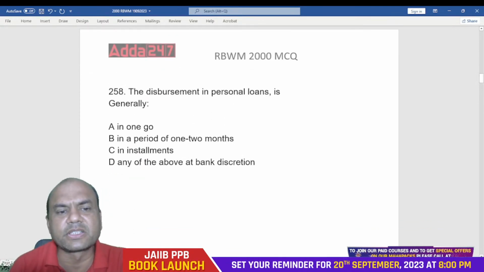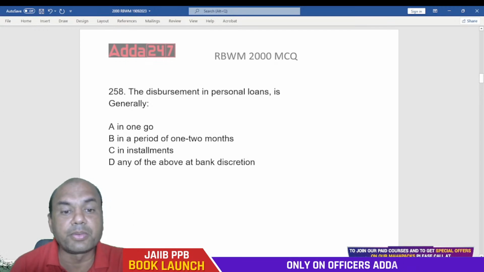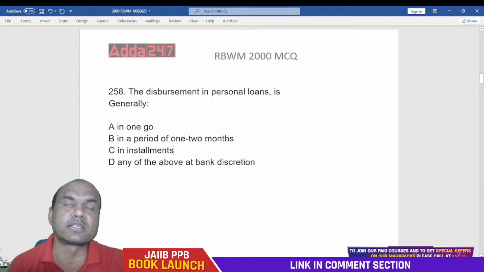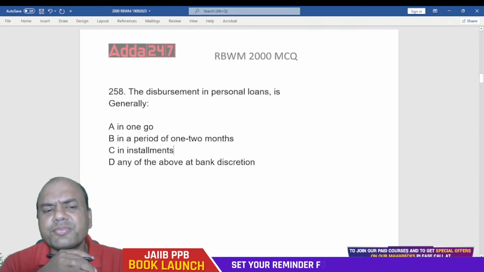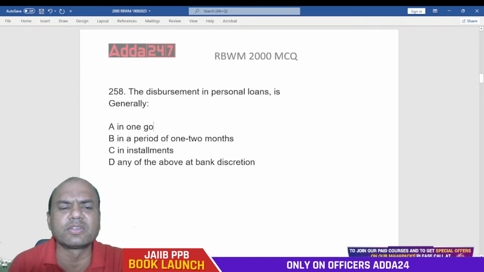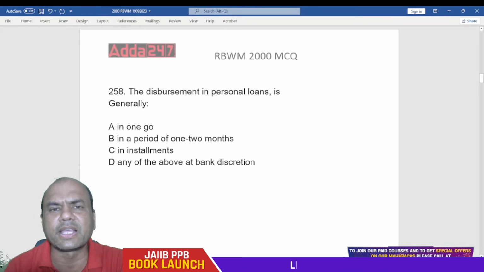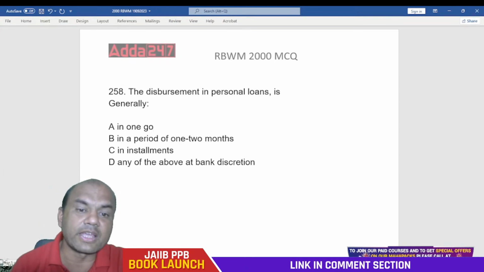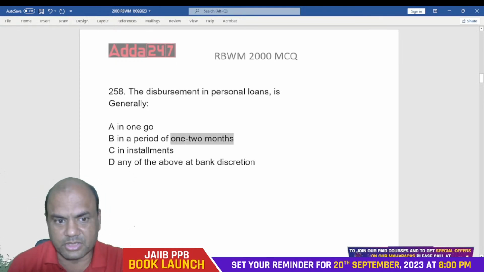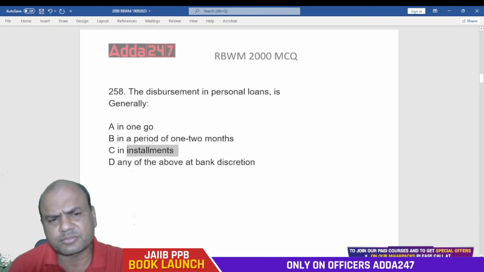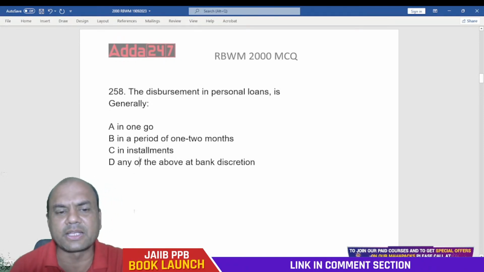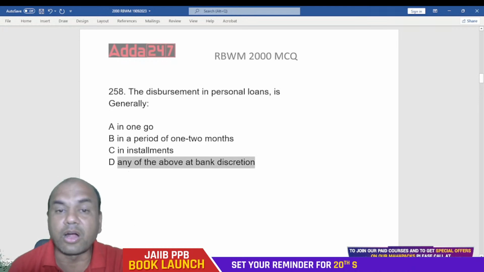The disbursement of a personal loan is generally in one go, in the period of 1 or 2 months, in installments, any of the above at the bank's discretion. So how is a personal loan disbursed? In one go, or single installment? Suppose you want a loan of 5 lakhs, will I give you 5 lakhs immediately, or in 1 or 2 months? This month 1 lakh, next month 1 lakh. In installments, every month I'll be giving you 50,000. Do I give it like this at the bank's discretion? How does the bank generally give this loan?